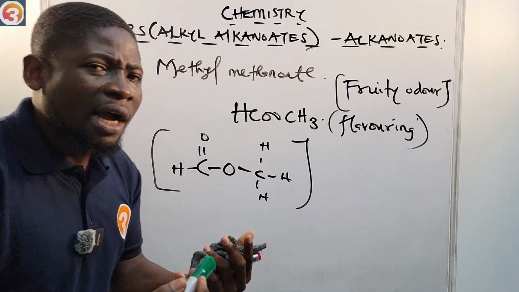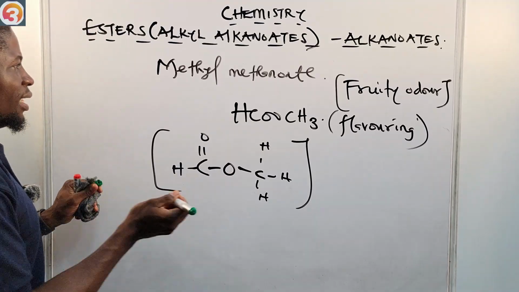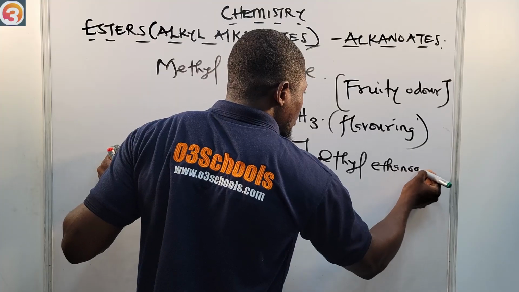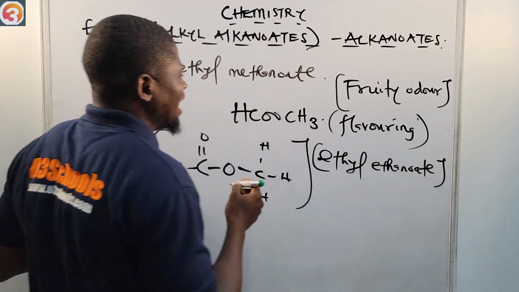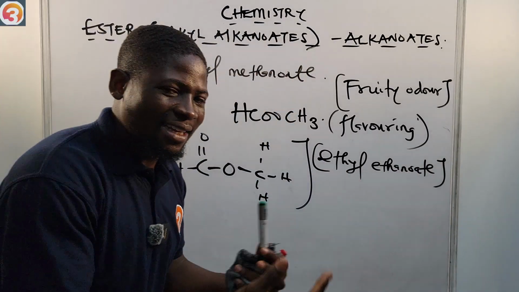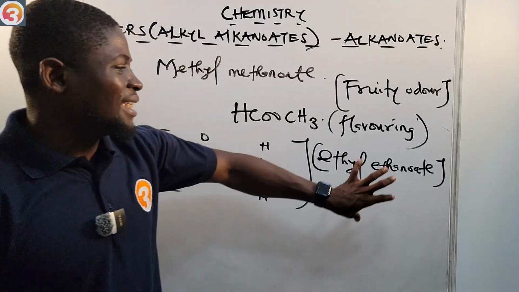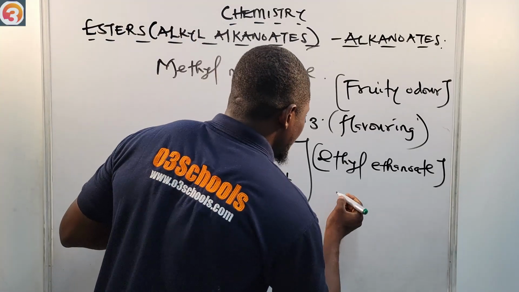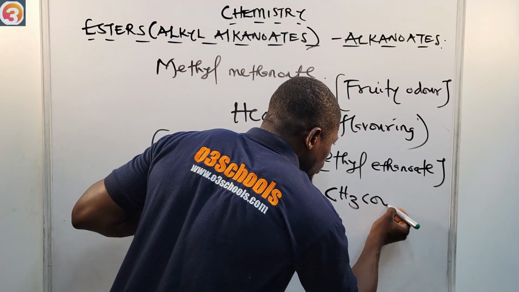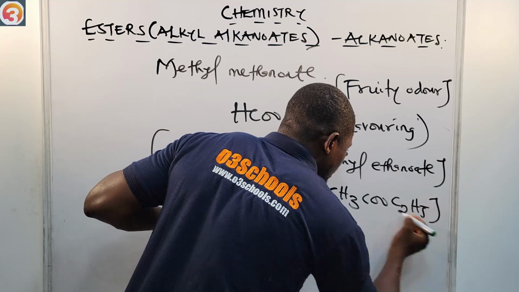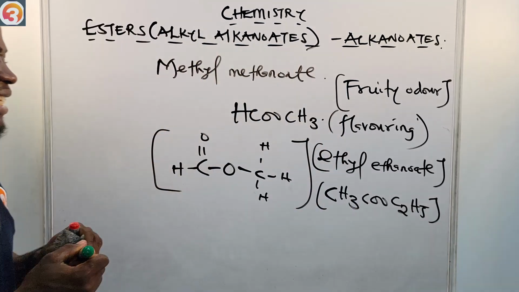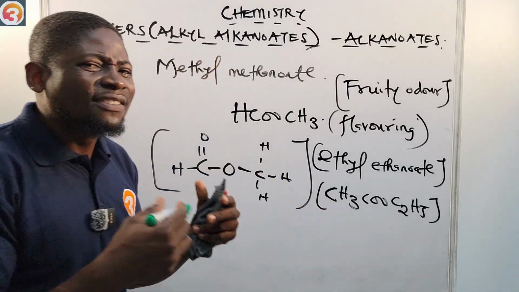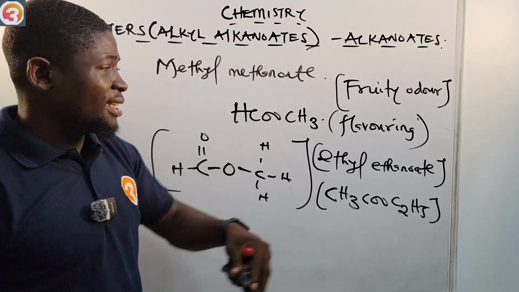Now, a very simple ester that we can use to study other esters is called ethyl ethanoate. So if you want to study other esters, you can use ethyl ethanoate. The formula is simply CH3COOC2H5. So this is our ethyl ethanoate. It is a colorless volatile liquid.